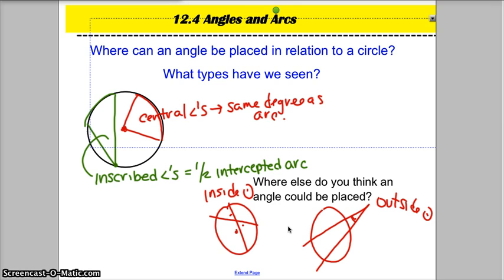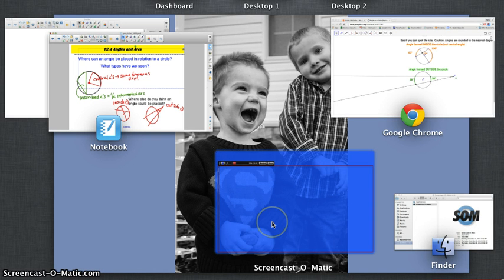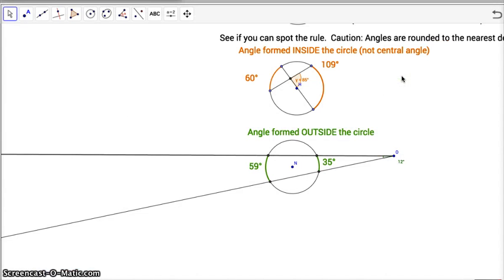So let's investigate some of those properties. I have a GeoGebra exploration, and this is linked in section 12.4 on the website. See if you can spot the relationship. And it says, caution, angles are rounded to the nearest degree. So I'm going to move these chords.